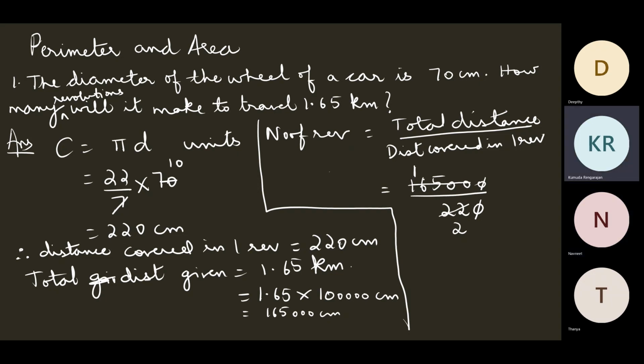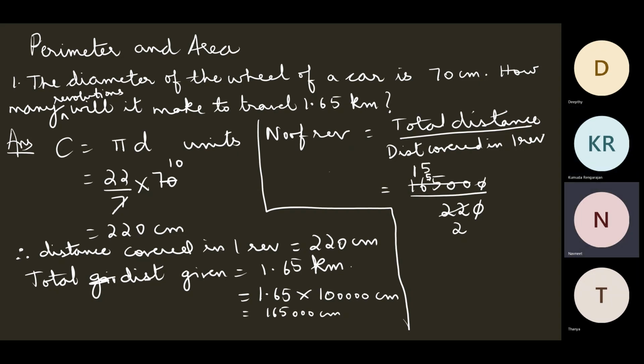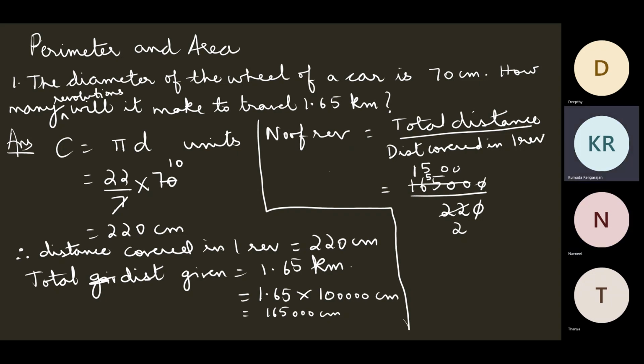Eleven ones are 11, but the number is 16 here. So the remainder is 5. Put the 5 here. Now it's 55. 11 fives are 55. And the 2 zeros, these 2 zeros. Now 2 ones are 2, 750 times. So the quotient is 750. So the total number of revolutions made is 750.